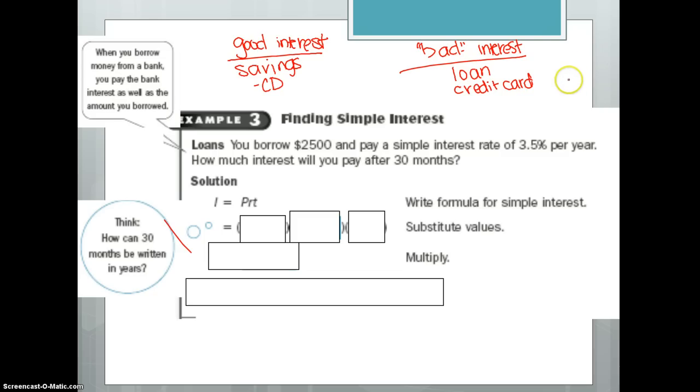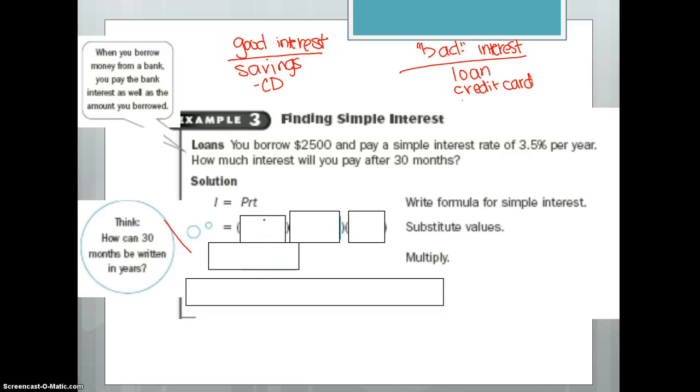So maybe if you bought a bike for $100 and you put it on a credit card, if you don't pay it off by the end of the month, now you might owe an additional $6 on it, because they're charging you interest on that. So loans, credit cards, student loans, anything that you borrow is when you have interest that is going against you. So in this case, let's solve this problem.